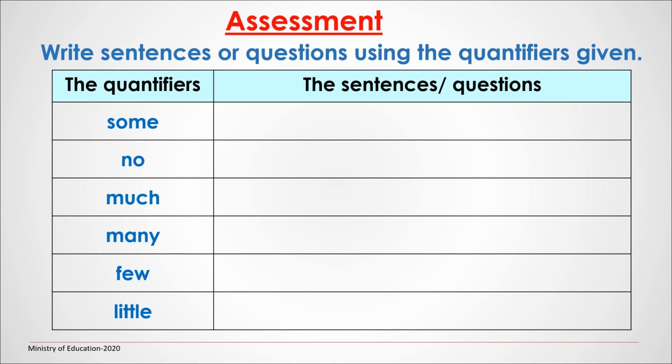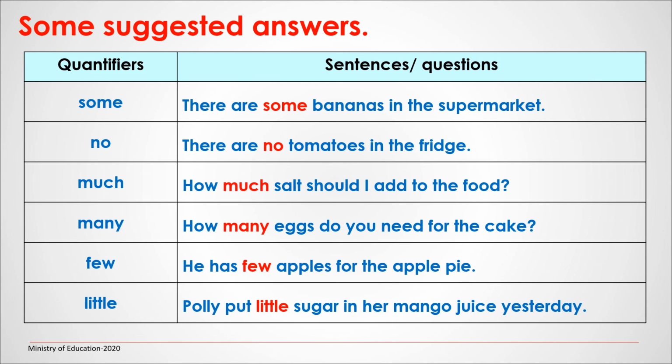Here are some suggested sentences. There are some bananas in the supermarket. There are no tomatoes in the fridge. How much salt should I add to the food? How many eggs do you need for the cake? He has a few apples for the apple pie. Polly put little sugar in her mango juice yesterday.